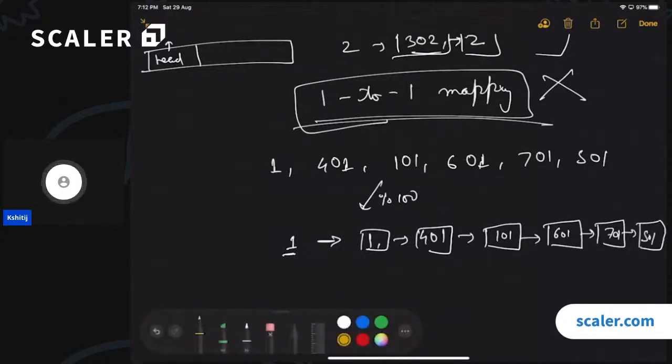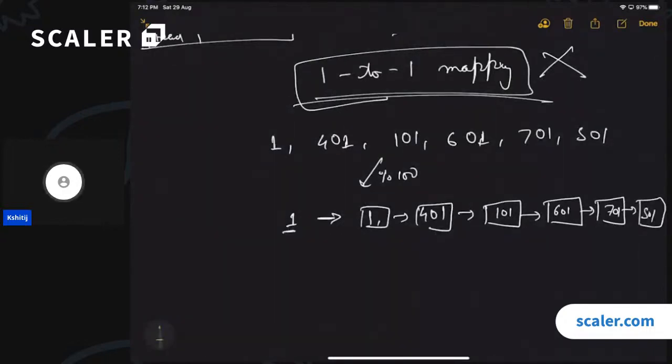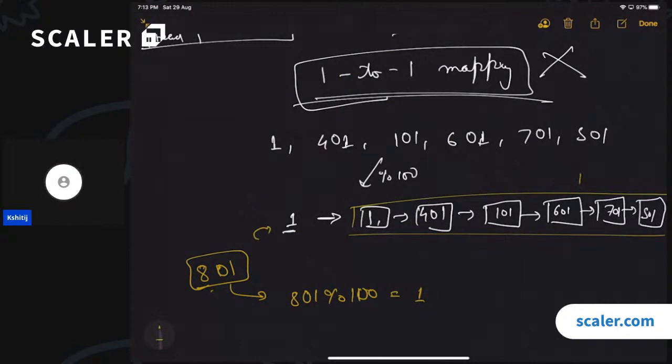So first, let us say I get a query of, let's say, 801. I have to check whether this number is present or not. So first of all, I will try to see in which index this number is stored. So I will just do 801 mod 100, which is going to be 1. So I go to index 1 of my array. And now I have a linked list of size n.